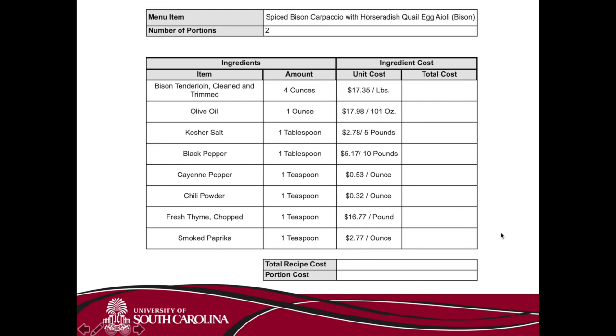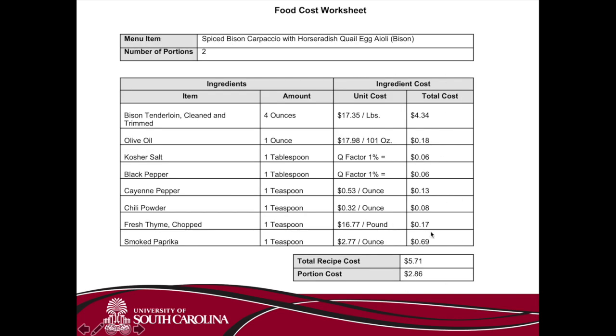Couple more recipes here. Now this is what happens when we put all of our ingredients or all of our parts of our plate together and charge one price for it, okay? So this is a spiced bison carpaccio with a horseradish quail egg aioli. It's absolutely awesome. I did this for a competition. So we've got, same thing, our ingredients, our amounts, our unit cost. We figure up all of those to get our total cost. And you notice I don't have a menu price down here. We just have our portion cost.